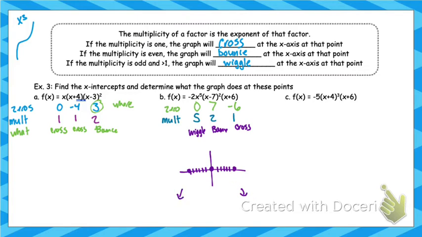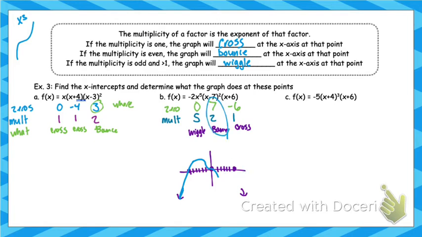Looking at this one, at negative 6, your graph will cross. So I'm going to start at this arrow, and I'm going to move to negative 6 and cross through negative 6. Then the next one I'm going to go near is 0. At 0, my graph will wiggle. So I'm going to go to 0, and it's going to kind of bend or wiggle as I go through it. The last x-intercept is 7.